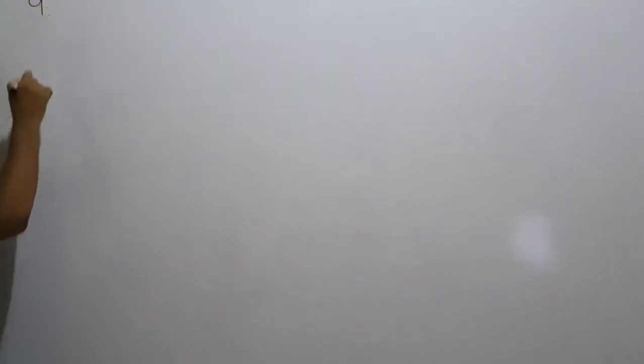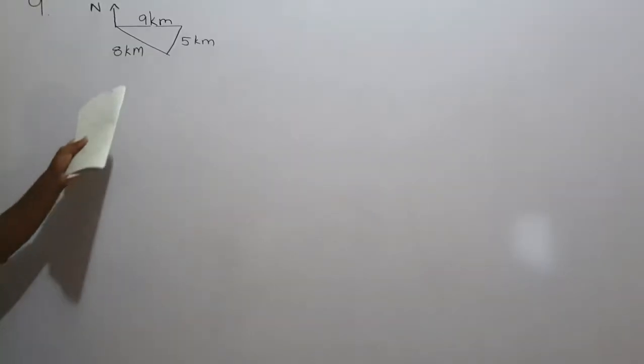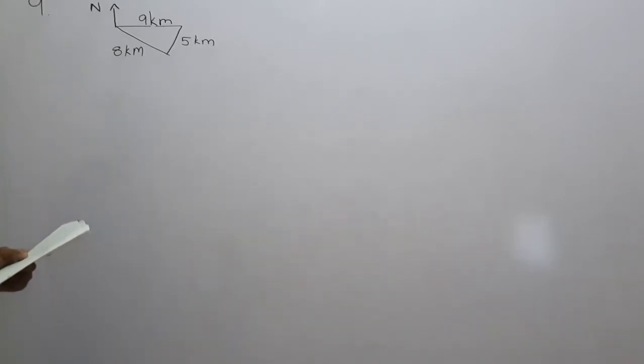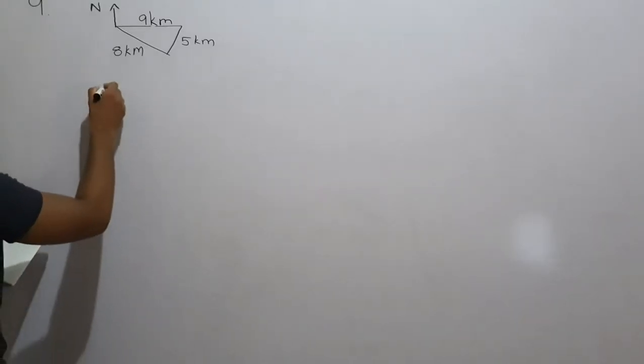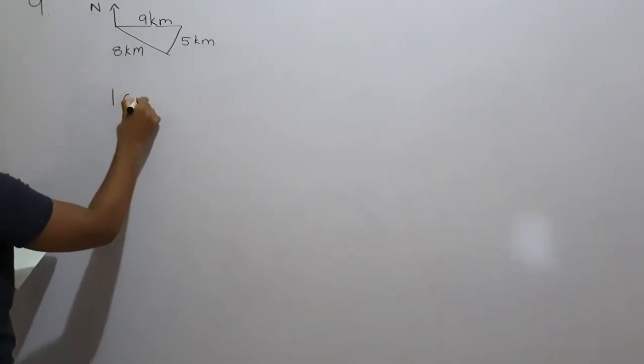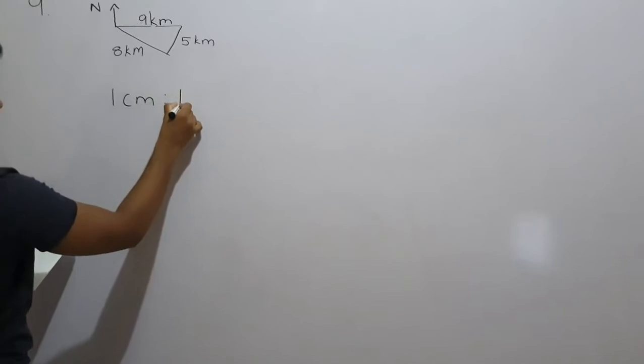So the 9th question. The sketch shows the position of 3 villages A, B, C. A is due east of B. So this is the sketch. Part A, use a ruler and compass only to complete the scale drawing of triangle ABC. Use a scale of 1 centimeter to represent 1 kilometer.